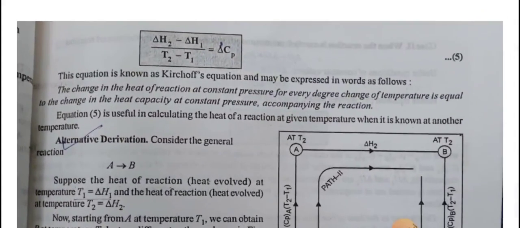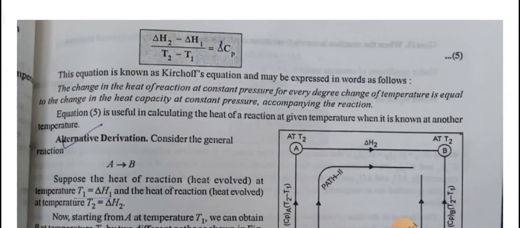Equation 4 may be written in the form delta H2 minus delta H1 divided by T2 minus T1 is equal to delta Cp. This equation is known as Kirchhoff's equation and may be expressed in words as follows. The change in the heat of reaction at constant pressure for every degree change of temperature is equal to the change in the heat capacity at constant pressure accompanying the reaction. Equation 5 is useful in calculating the heat of the reaction at a given temperature when it is known at another temperature.